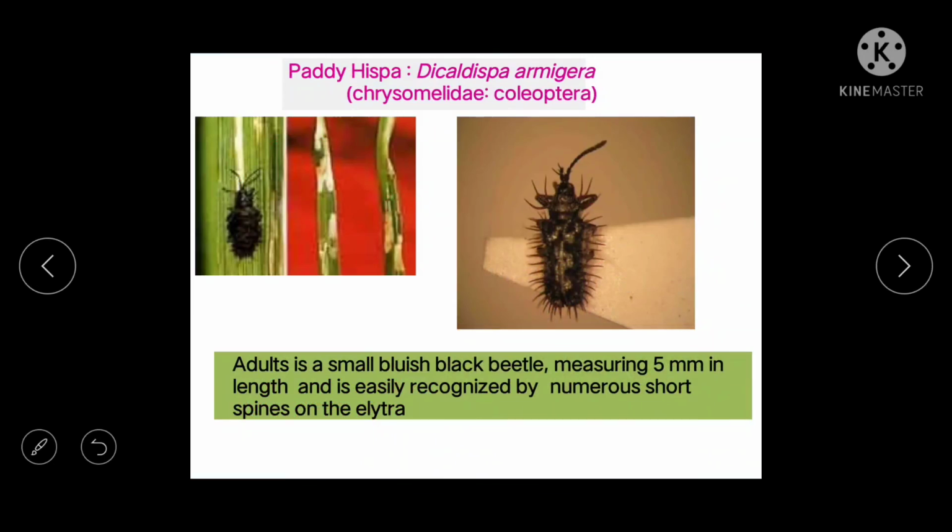Next we will see the paddy hispa. This is a beetle belonging to the family Chrysomelidae, order Coleoptera. The scientific name is Dicladispa armigera. On their body you can see spines, and it is very small. The rice hispa is very small; as you can see, even when they are staying on this leaf, they cannot cover the whole width of the rice leaf.